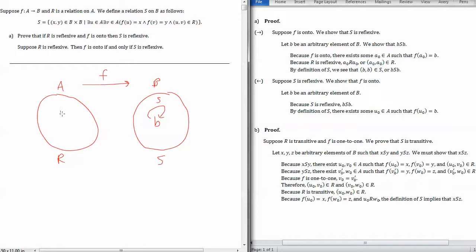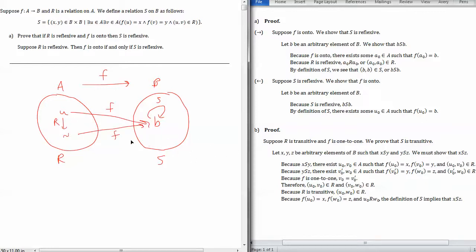There exist a u and a v back here in A such that, well, this is b, right? So f of u is b and f of v has to be b. So these guys both map to b under f. And we also know that u and v must be related by R. But we don't even need that, right? We're already done.